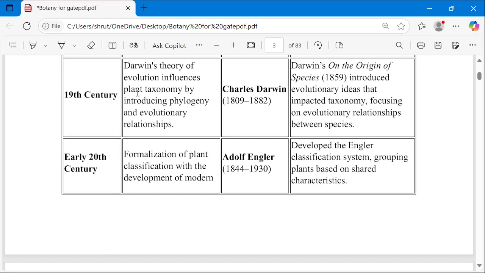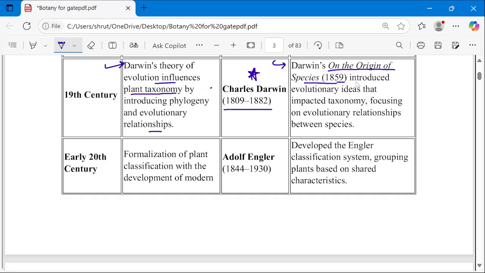Then moving further to the 19th century. Here in the 19th century, we are going to discuss the contribution by Charles Darwin, 1809 to 1882. Darwin's theory of evolution influences plant taxonomy by introducing phylogeny and evolutionary relationships. Darwin's On the Origin of Species in 1859 introduced evolutionary ideas that impacted taxonomy, focusing on the evolutionary relationships between the species.